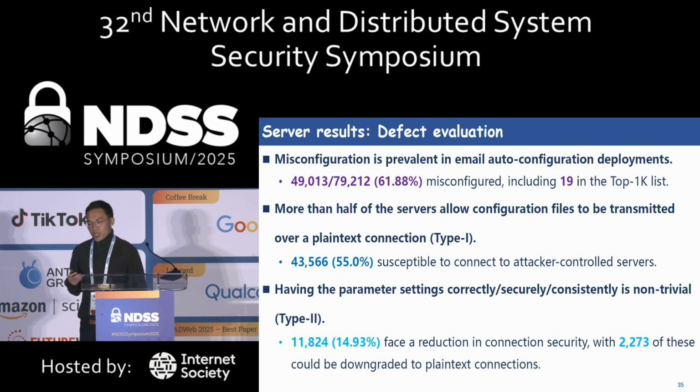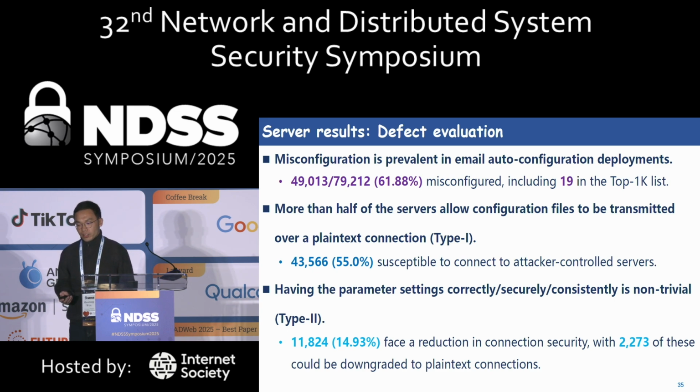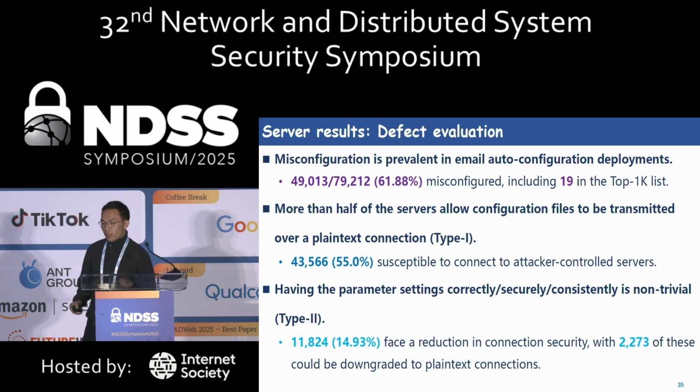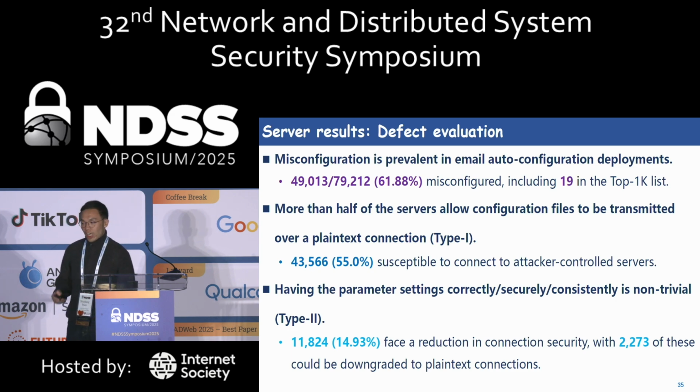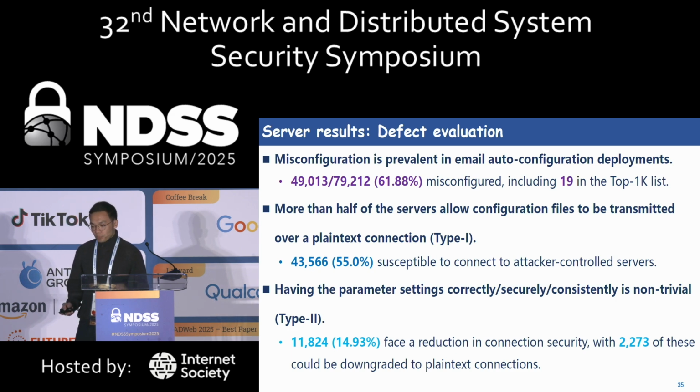And specifically, we found that more than half of servers allowed configuration files to be transmitted over a plain text connection. And we found that setting the parameters correctly, securely, and consistently is challenging. About 14% face a reduction in connection security.